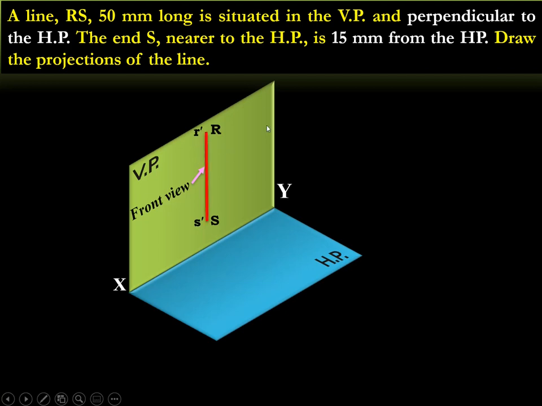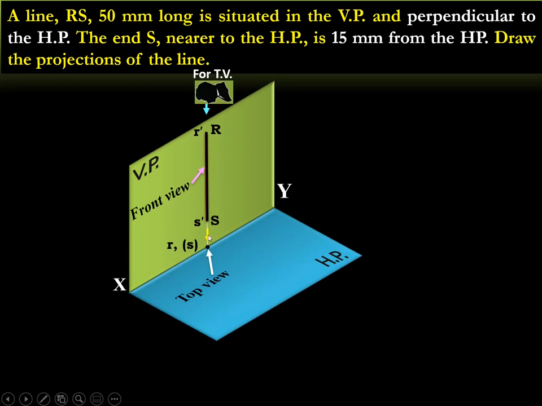To obtain the top view of the line capital RS, we need to observe the line from the top and the line needs to be projected onto the horizontal plane. The projected point on the horizontal plane will become its top view, and the top view must be denoted using the corresponding lowercase letters R and S.